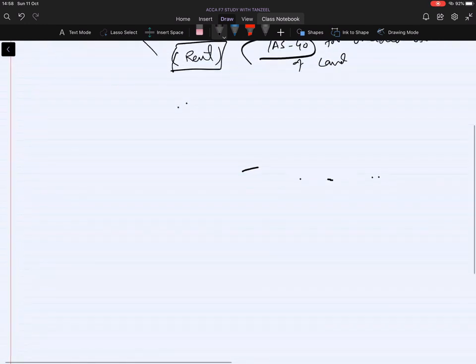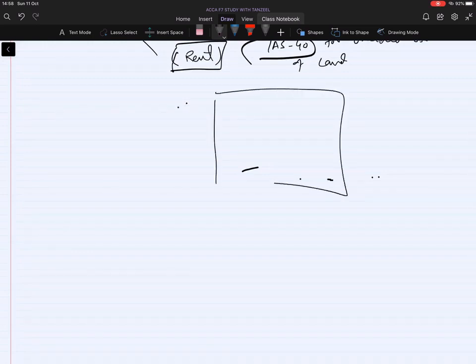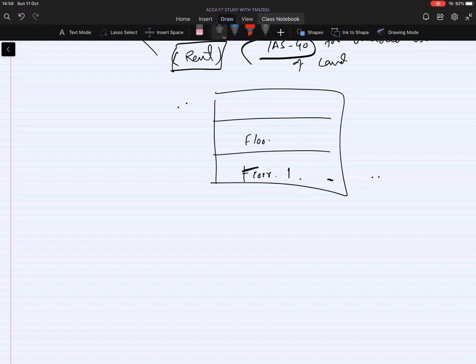But suppose I have a building with floor 1, floor 2, and floor 3. I have three floors. Floor 1 is for myself, for my business. Floor 2, I give for rent, I am earning rent, and floor 3 is just undecided yet.